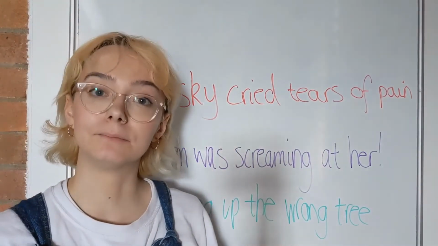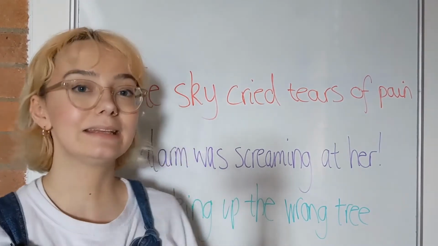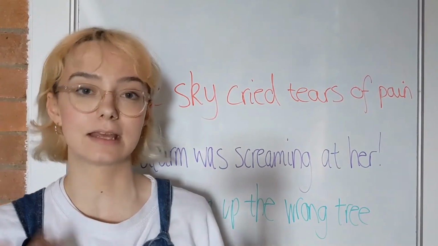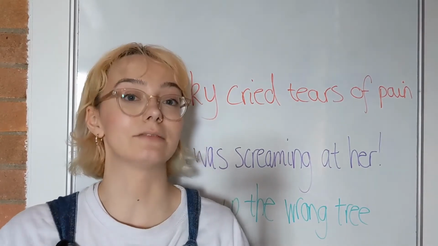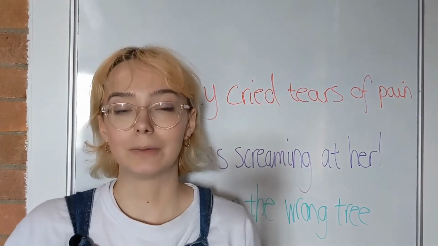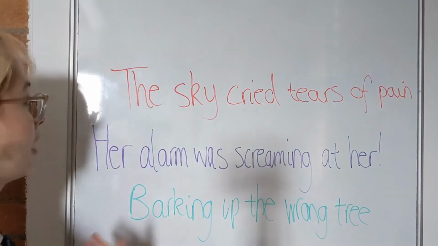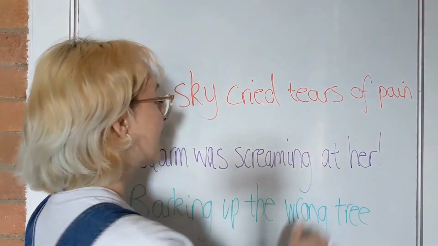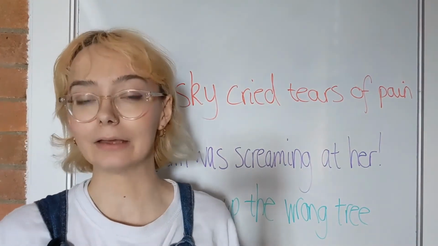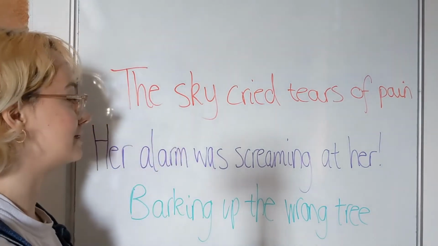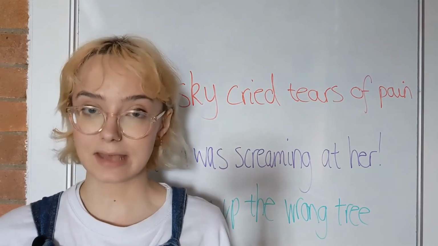And then we have personification, and the main thing to remember here is that it differs from pathetic fallacy in that personification is giving any kind of human attribute to an object. So here we have "her alarm was screaming at her." So we know alarms can't scream in the way that a human can, but we still understand what's going on here. The alarm's making a very loud sound.